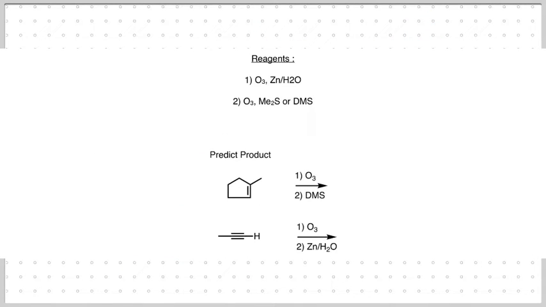In ozonolysis reactions, we use ozone and a reducing agent. This reducing agent can be zinc in water or dimethyl sulfide. This dimethyl sulfide can also be written as DMS or Me2S.